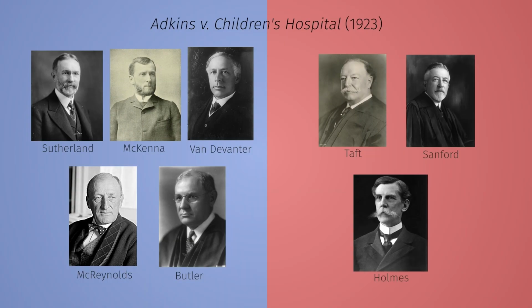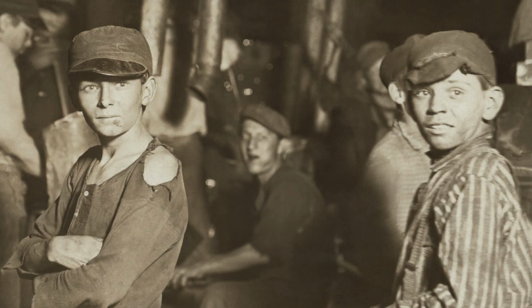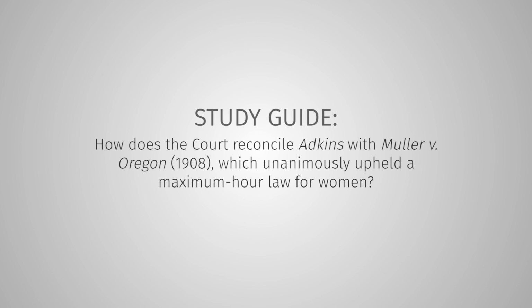The purpose of the law was to protect the women and minors of the district from conditions detrimental to their health and morals. In Adkins, the Supreme Court invalidated the federal minimum wage for women by a 5-3 vote. The court did not consider the minimum wage for children. Study guide. How does the court reconcile Adkins with Muller v. Oregon, which unanimously upheld a maximum hour law for women?